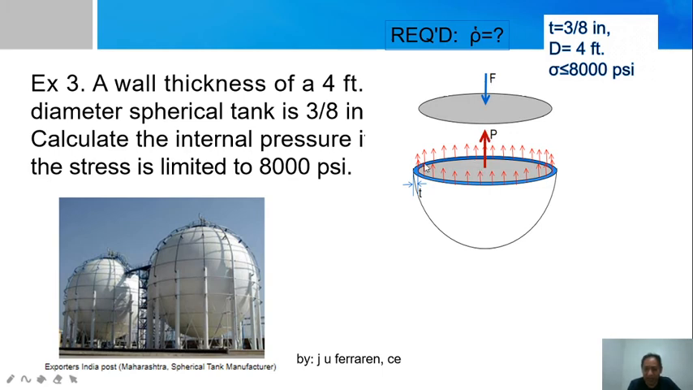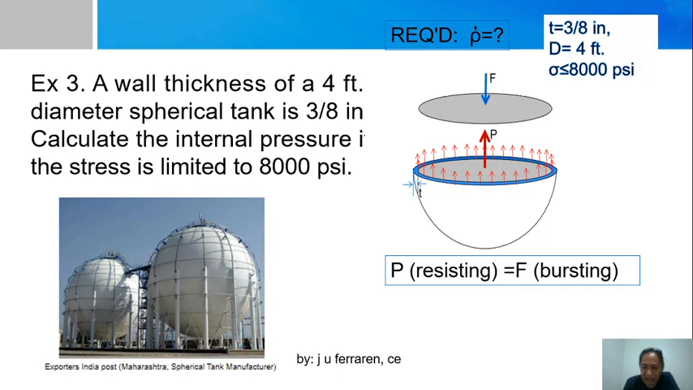And your P is actually the resultant of all these forces which will resist the bursting force. The bursting force is due to the fluid pressure inside the spherical tank. At equilibrium condition, obviously, you will notice that your F and P are equal. Resisting is equal to the bursting force.